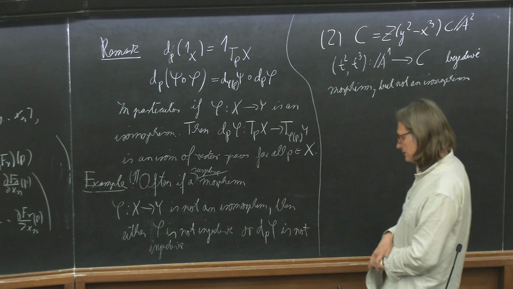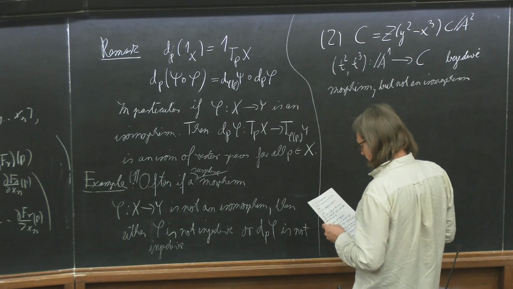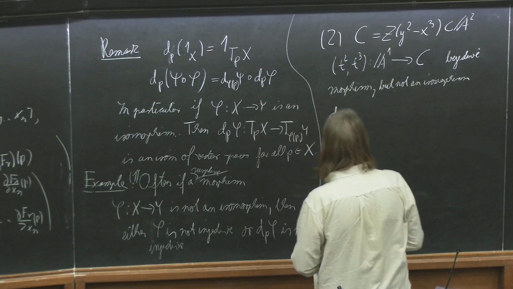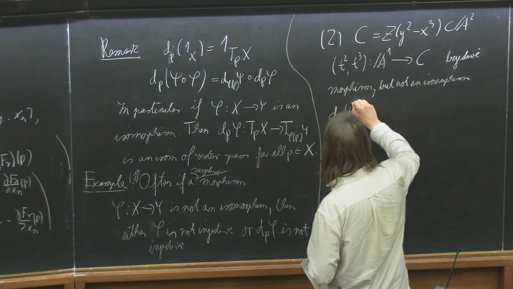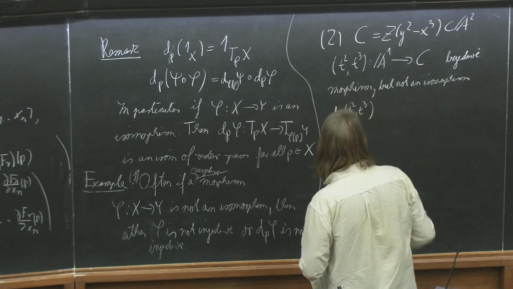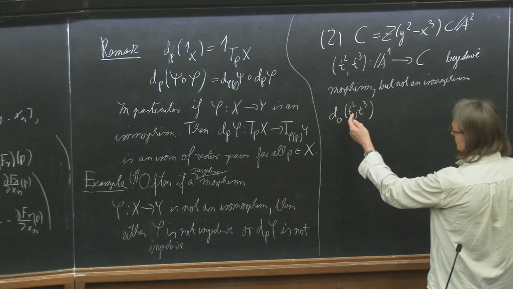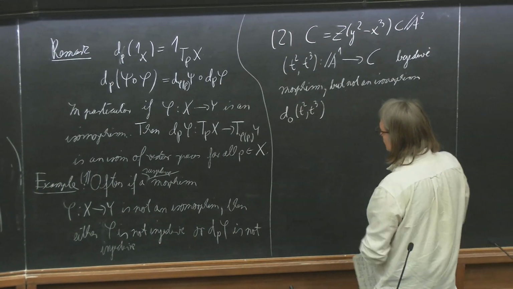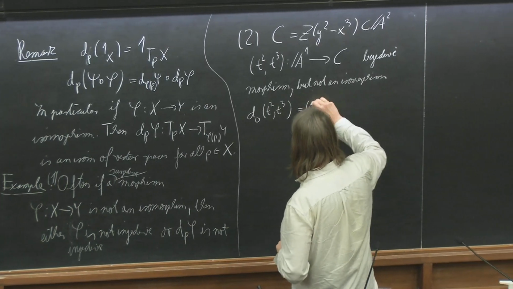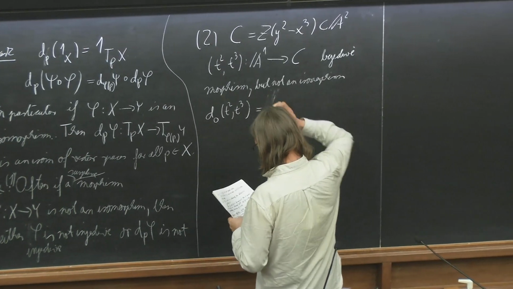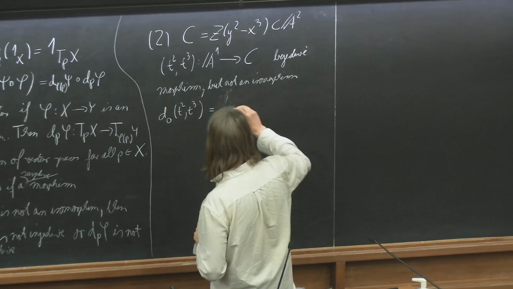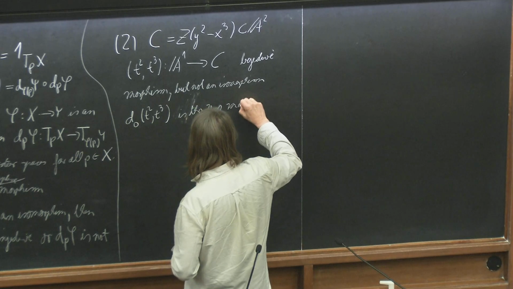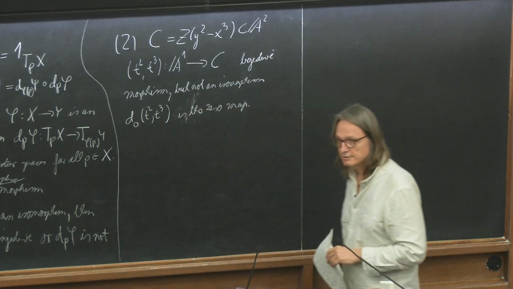And we can also see in this case the differential is not injective, because if I take the differential at the point 0 of this map, t squared, t cubed, that means we just take these derivatives, 2t, 3t squared, but we apply it at t equal to 0. This is just 0. So it's the 0 map. In particular, it's certainly not injective.